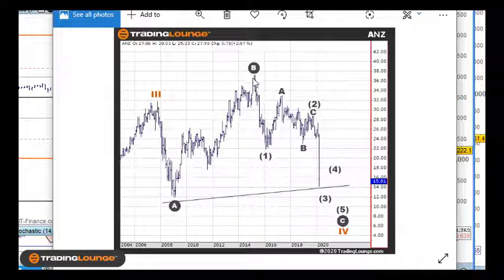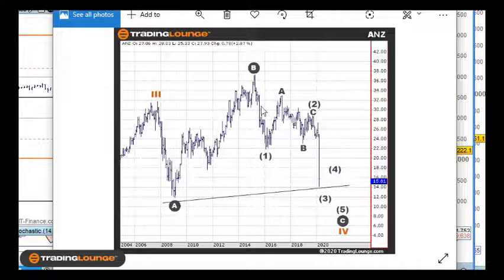So in terms of counting this, I can see that this is quite a clear 5-wave structure here. I can see that this is also 5 waves here as well. So an A and a B and a C wave for wave 2. And we've got wave 3, 4 and 5 to play out through here.